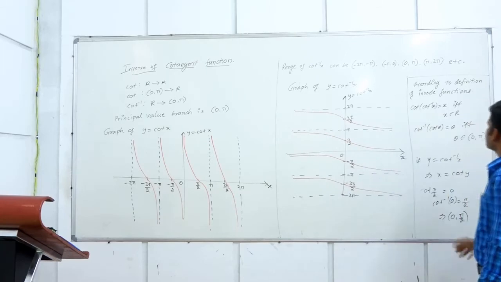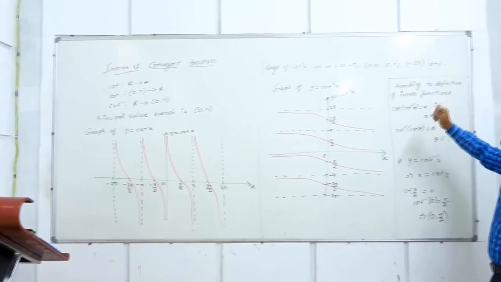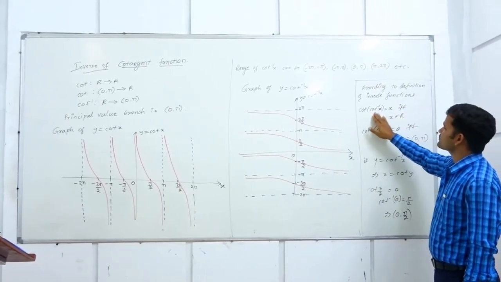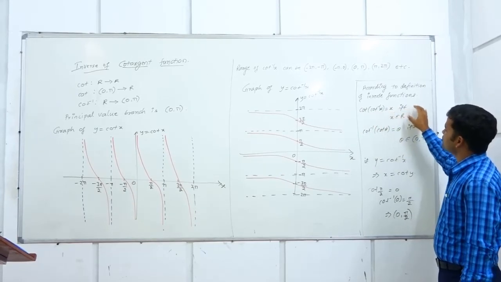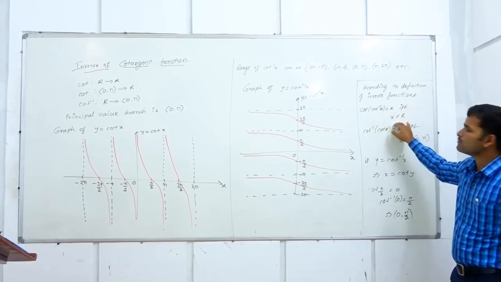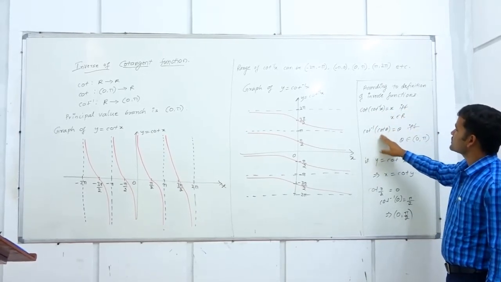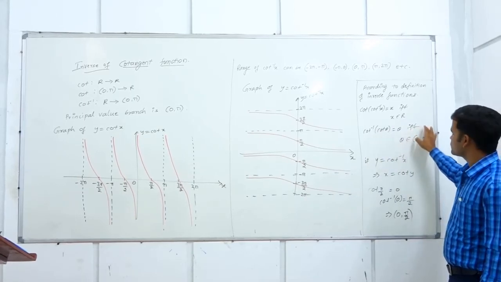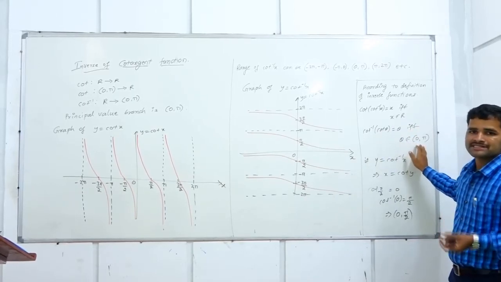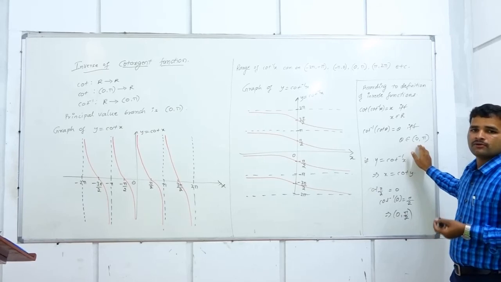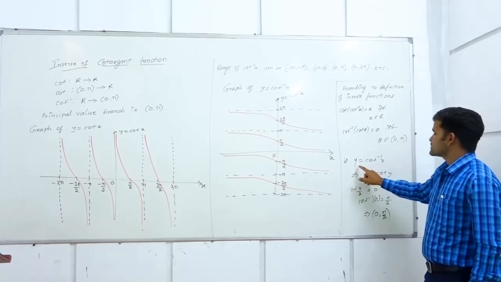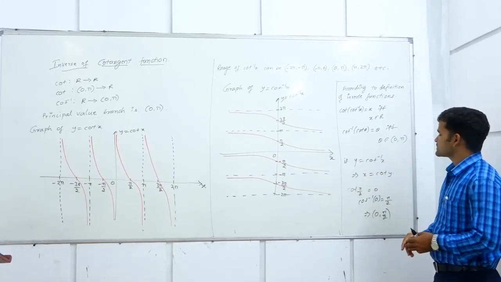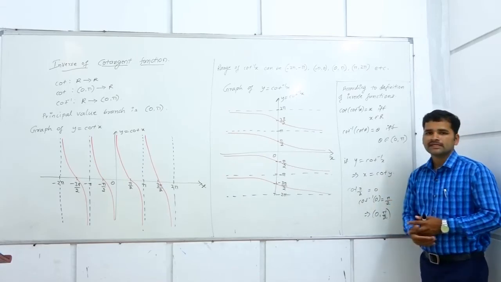According to the definition of inverse functions, we can write cot of cot inverse of x is equal to x if x belongs to any real number. And cot inverse of cot theta is equal to theta if and only if theta belongs to the principal value branch, that is the open interval 0 to pi. Yes, if we have y is equal to cot inverse of x, this is equal to x is equal to cot y.